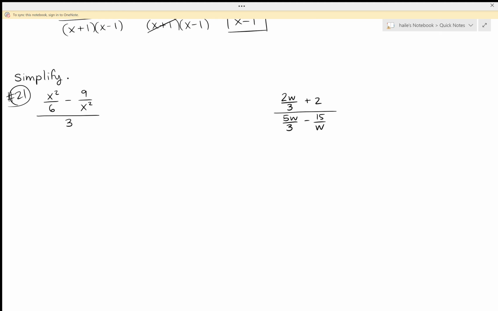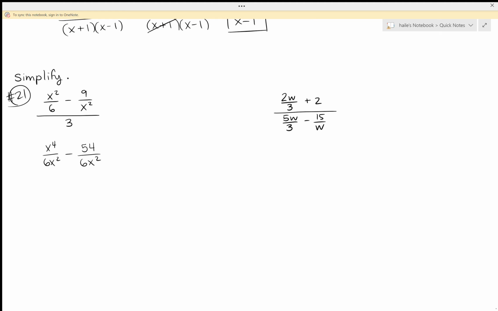All right, so my first one, I have x squared over 6 minus 9 over x squared, all divided by 3. The first thing I'm going to focus on is just this part of the fraction. In the numerator, it's a subtraction problem. The least common denominator of 6 and x squared, well, they have nothing in common, so I can just multiply these two. So I'll have 6x squared and 6x squared. For x squared over 6, the 6 was missing the x squared, so I need to multiply by x squared and get x to the 4th. And in the second fraction, the 9 was missing the 6, so 9 times 6 is 54.